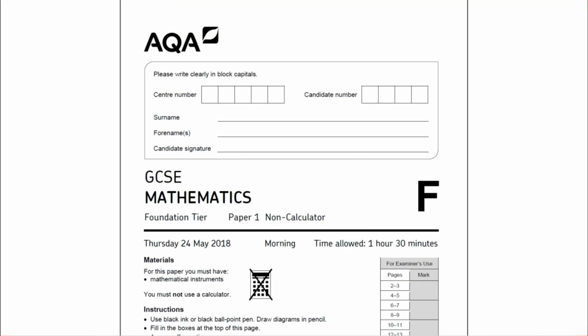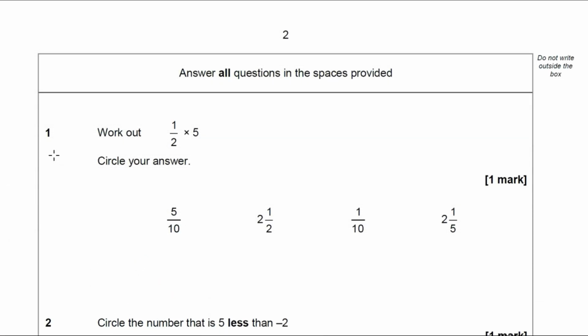Hello everyone! In this video, we try to solve another exam paper from AQA. This one is from summer 2018 and it is foundation level, paper 1, which is non-calculator. Let's get started. First question, work out half times 5.